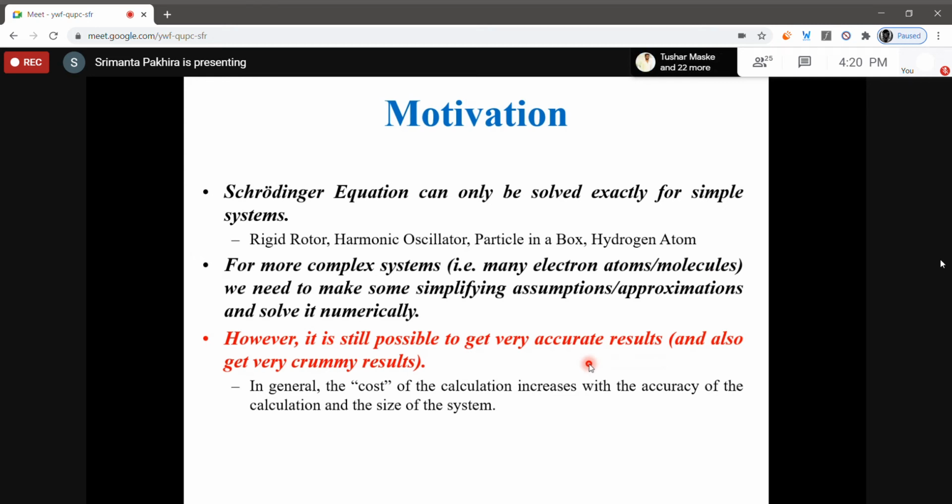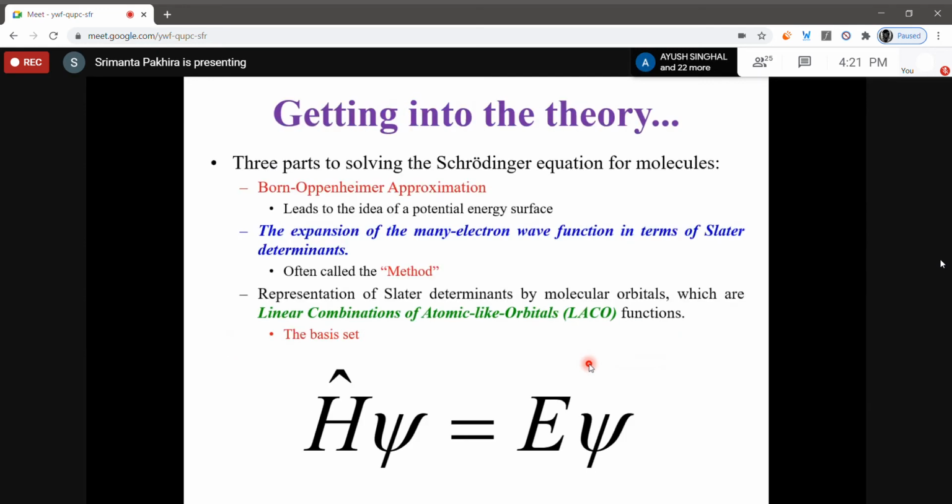But if we have sodium, of course the number of electrons is relevant. So it would not be easy, because for your particular calculation you need many resources and a lot of computational time. That's why the computational cost generally increases depending on the size of your system and the accuracy of the calculation.